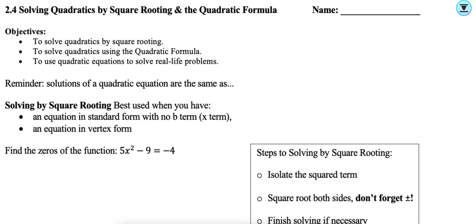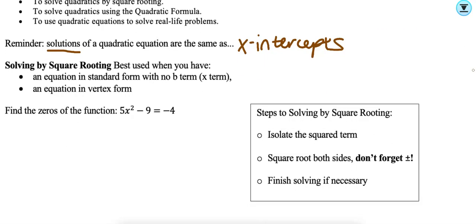Hello and welcome to a video on solving by square rooting and then solving using the quadratic formula. Those are our two goals today, plus we are also going to solve some real world problems. Remember, solutions of a quadratic are the same as the x-intercepts. So we're going to be looking for the x-intercepts or the solutions to all of these examples.